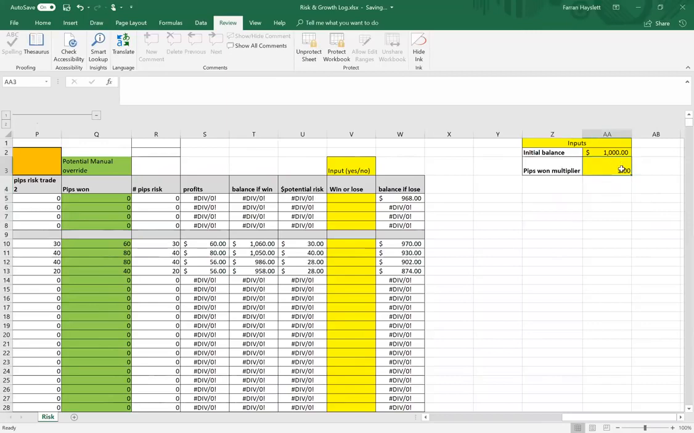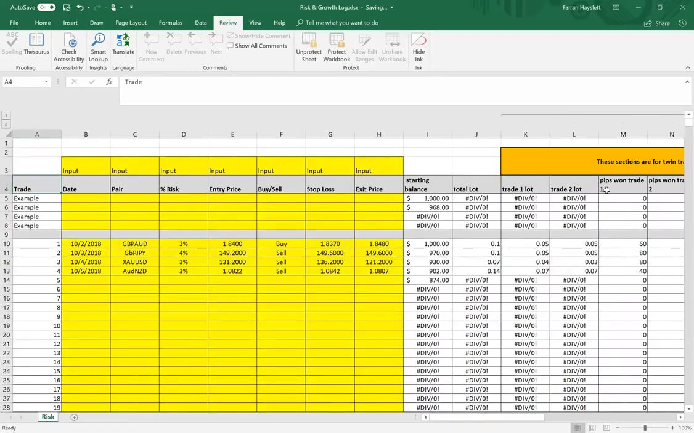This number here will then drive your balance, your risk, your lot size, and all of that, okay? So that's a very important number. Make sure you input that. Now, let's scroll back over to the left. We'll go back to our start here in cell B5. Again, these yellows are manual inputs.